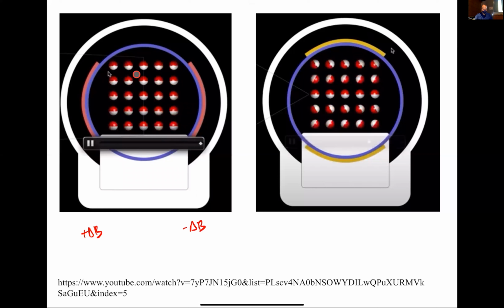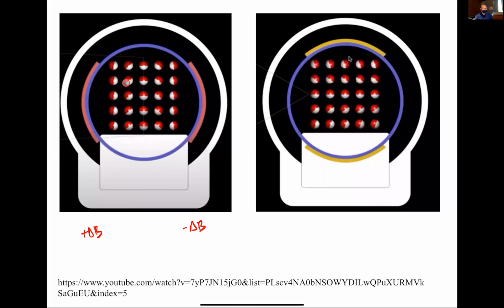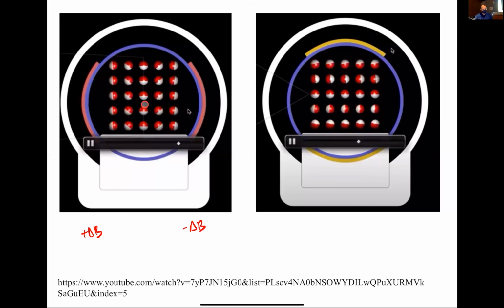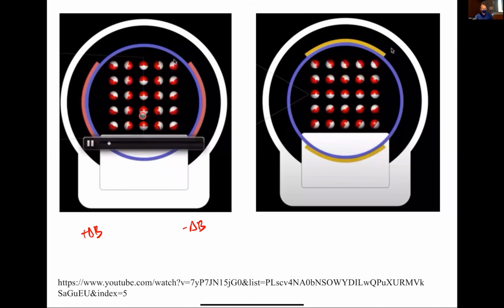Even just by looking at these spins, you can see how fast they're precessing. This is precessing faster than this one, right? So it's the relative rate of precession that matters, and these are not precessing at all, so these are at isocenter. Here we apply the gradient in the x direction.